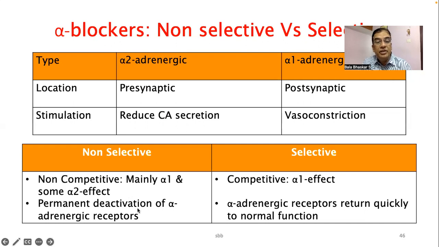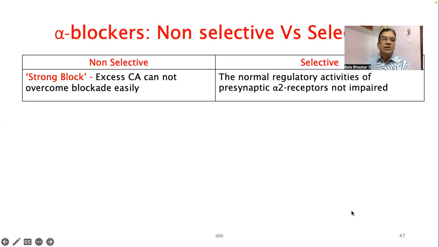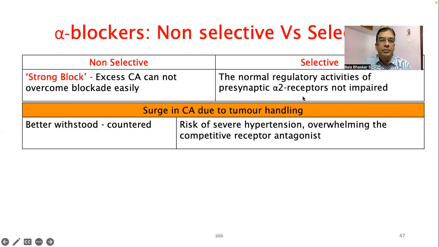They cause permanent deactivation of alpha-adrenergic receptors. The selective ones have got competitive alpha-1 effect. These receptors return quickly to normal function. Therefore, the non-selective ones, I told you, are going to block the alpha-1 predominantly and some alpha-2 activity also. They have a strong block so that excess catecholamines cannot overcome the blockade easily, whereas selective alpha-1 blockers allow for normal regulatory activities of the presynaptic alpha-2 receptors. So they are not impaired.